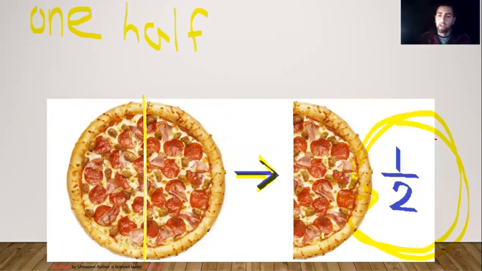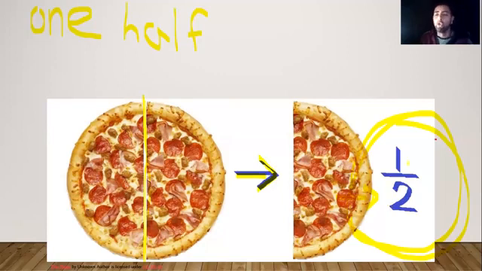Excellent. So we have the numerator and the denominator. And again, I'll give you a little trick. Denominator starts with a D. Which number is down? 2. So D is for down, D is denominator.